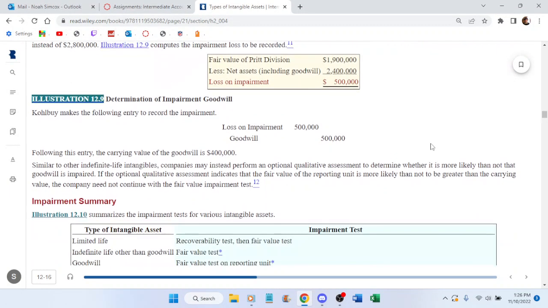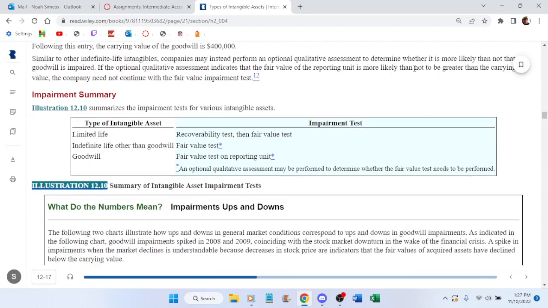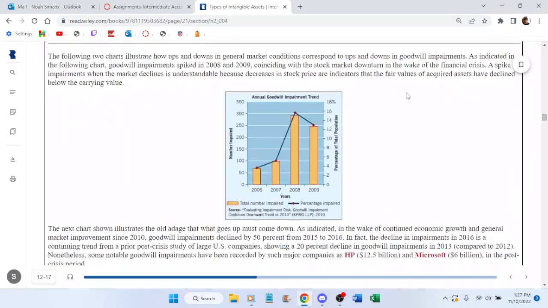Similar to other indefinite life intangibles, companies may instead perform an optional qualitative assessment to determine whether it is more likely than not that goodwill is impaired. If the optional qualitative assessment indicates that the fair value of the reporting unit is more likely than not to be greater than the carrying value, the company need not continue with the fair value impairment test. Summarizes.